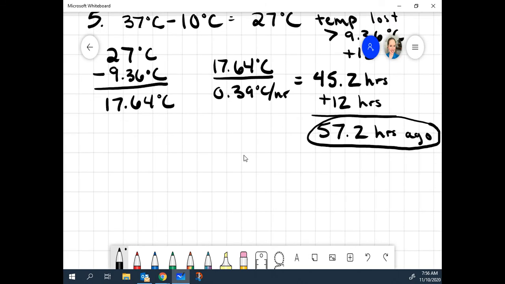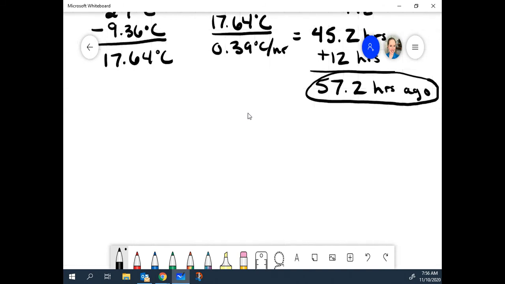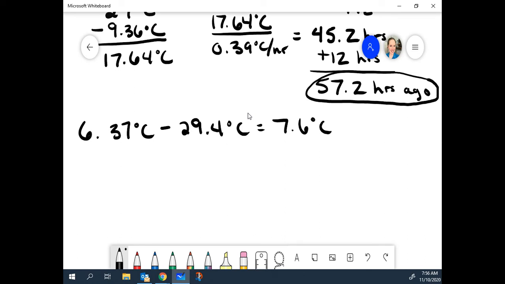All right, so let's see. Now we have number 6. The body has cooled down to 29.4. So 37 degrees Celsius minus 29.4, we got 7.6 degrees Celsius lost. Is that greater than or less than 9.36? It is less than 9.36 degrees Celsius.